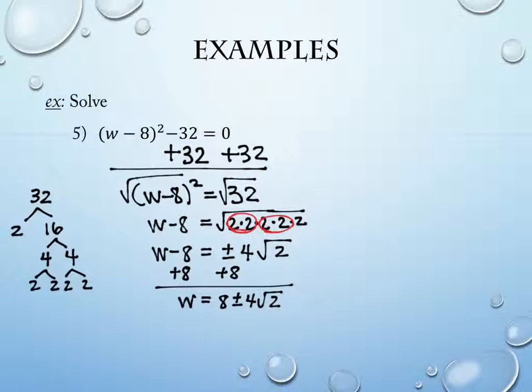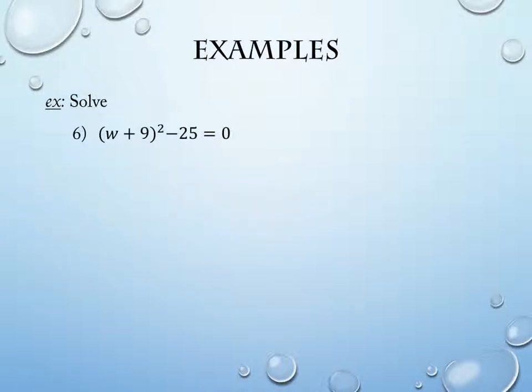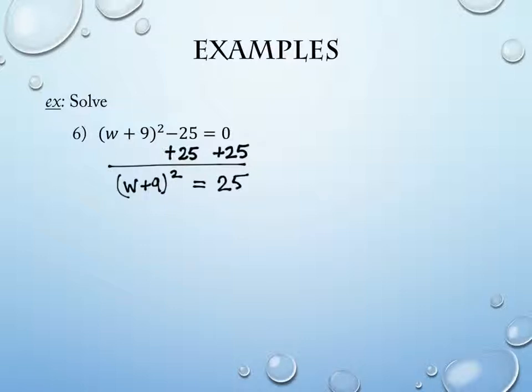Okay, I have one more of these. Same type of problem. What would I do first? Yeah, I'd add the 25. My goal is eventually to have the ability to take a square root. So I have w plus 9 squared equals 25. Then what? Yeah, I'm going to square root. But this is a nice one to square root. What do I get when I square root 25? Close. Plus or minus 5, right?